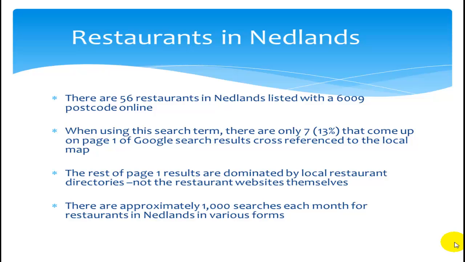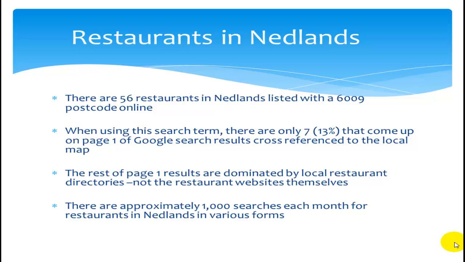The rest of the page 1 results are dominated by local restaurant directories, which are not actually the restaurant websites themselves. So whilst that's an issue and it's certainly outside of the scope of this presentation, what it does mean though is that the local map and the cross-referencing to that map is your best chance as a restaurant to get represented on the Google search engine. So how do you do that is what I'm going to show you.